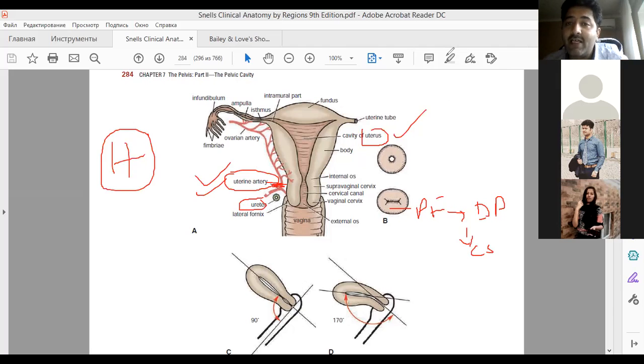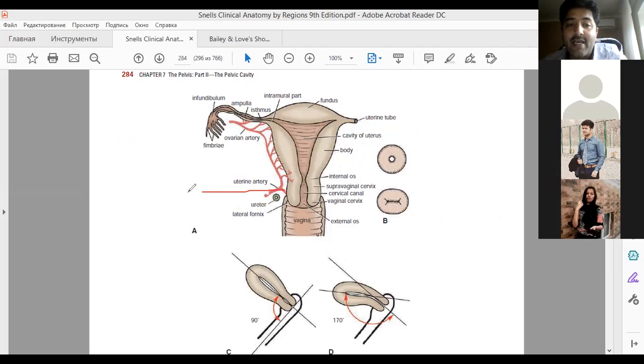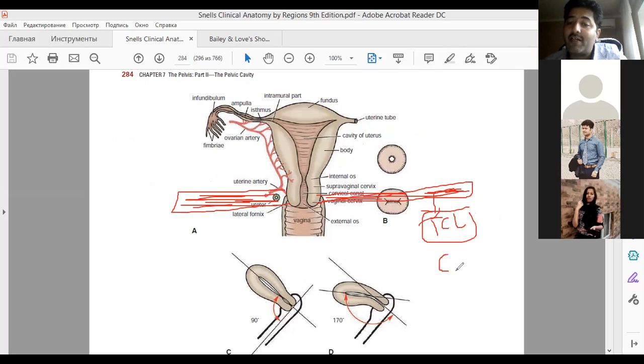And one another important point here, here also a ligament is present, which is also giving good support to the uterus and the cervix. It is known as the transverse cervical ligament, or we can call it the cardinal ligament.